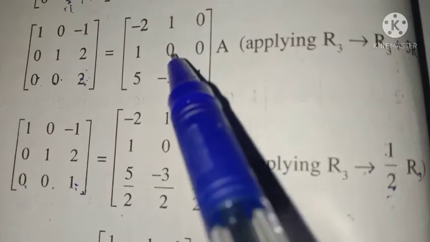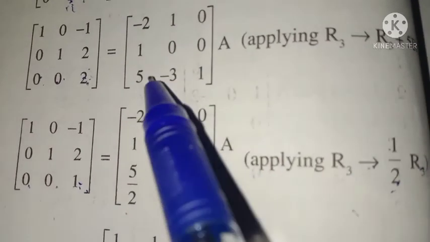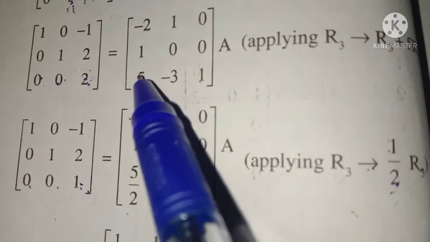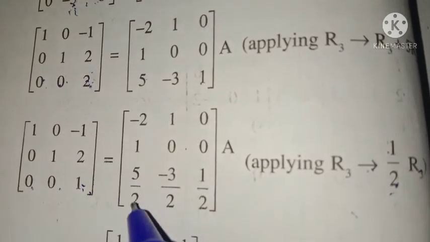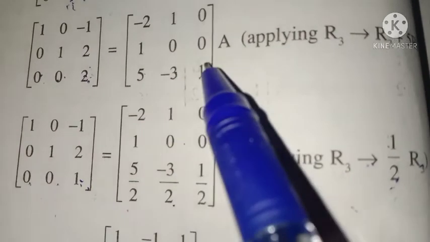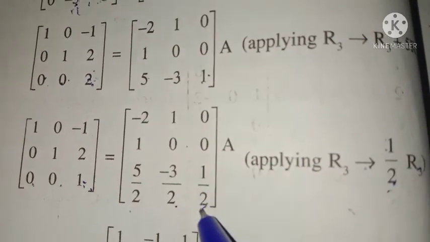Similarly here, first row, second row as such. Multiply this third row by scalar 1 by 2. So 5 into 1 by 2, 5 by 2. Minus 3 into 1 by 2, minus 3 by 2. 1 into 1 by 2, 1 by 2.